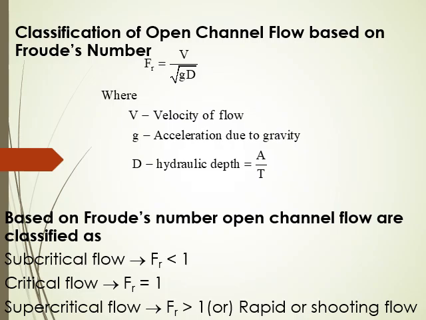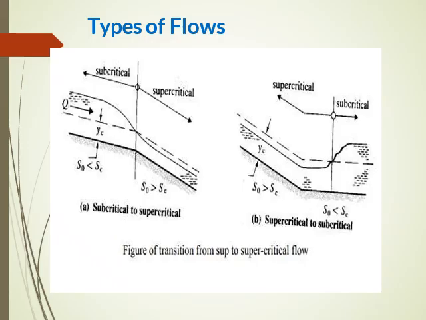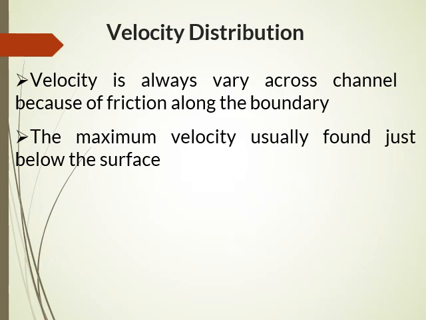In critical flow, the Froude number is equal to 1. In such cases, the minimum specific energy condition will occur. In supercritical flow, the Froude number is greater than 1. Here it is shallow, fast flow, and inertial force will dominate. Examples are flow in a spillway and flow on steep slopes. So these are some types of flow, from subcritical to supercritical, and supercritical to subcritical.